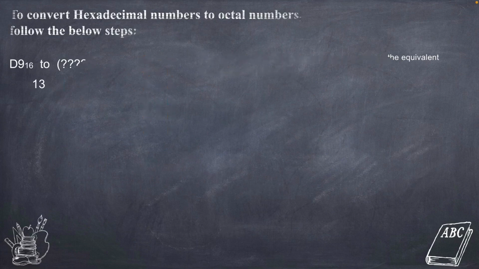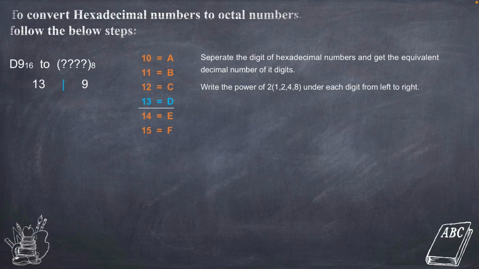Tapos next step ay write the power of 2, 1, 2, 4, 8 under each digit from left to right. So sabi, each digit daw, lalagyan daw natin siya ng power of 2 na hanggang 2 raised to the power of 3.